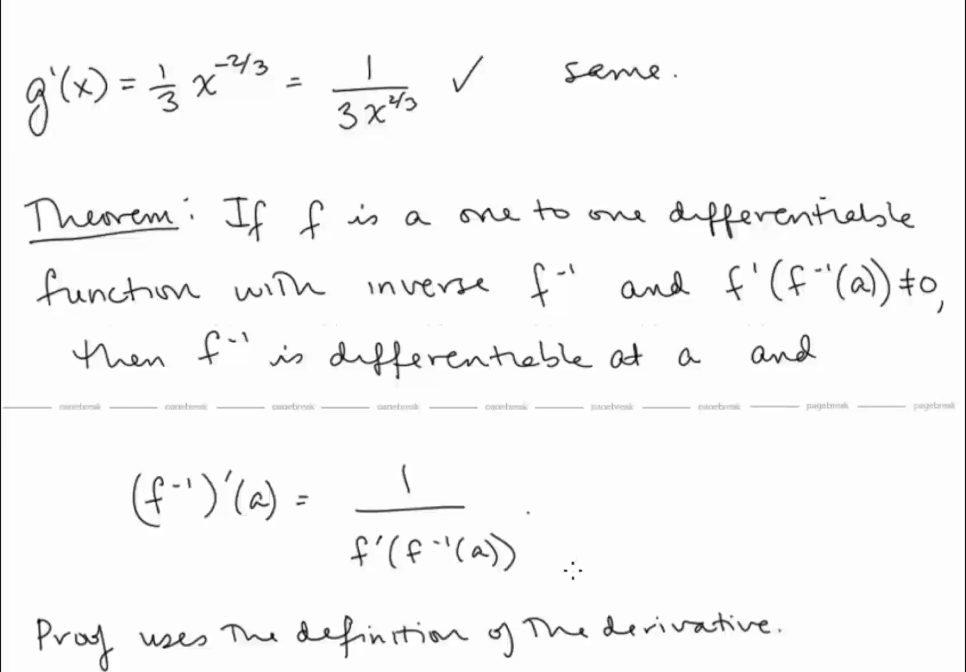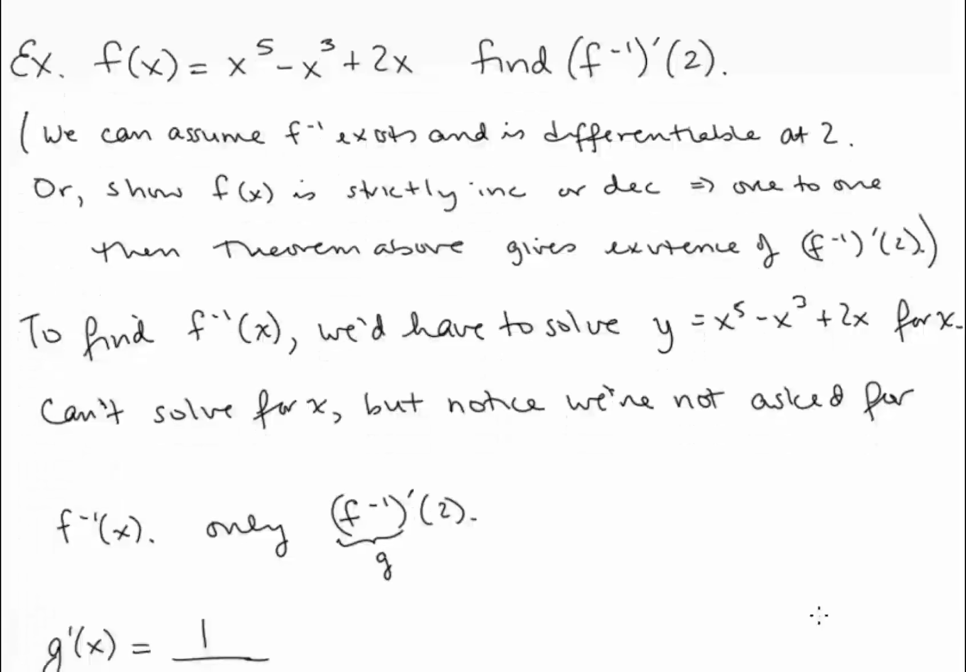So this is the same relationship that we developed above, but here we're not making any assumptions about the differentiability of f inverse. This theorem is actually giving us the differentiability of f inverse at a, and the proof uses the definition of the derivative. I'm not going to show the proof here, but you can find that in many textbooks. Let's take a look at this example.